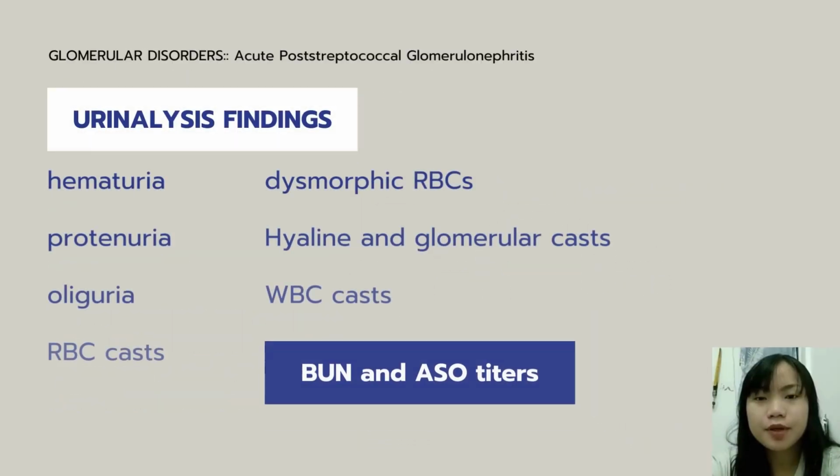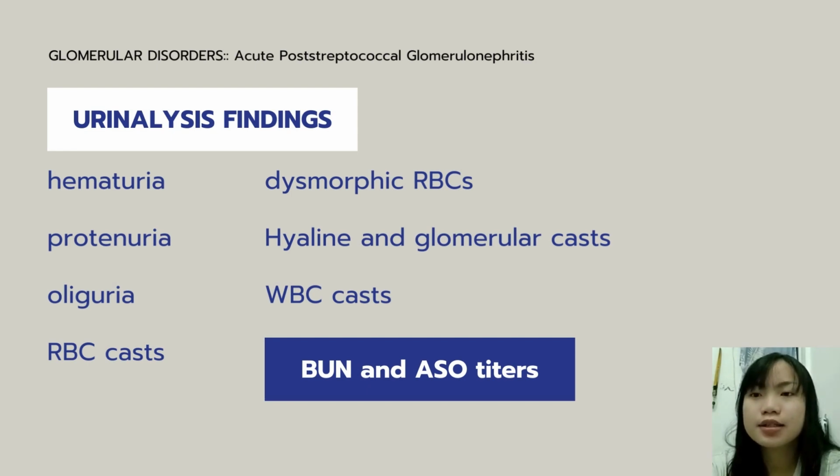So, ang primary na makikita sa urinalysis result ng patient with post-strep AGN or AGN ay marked hematuria, proteinuria dahil sa deposition nga ng immune complexes, oliguria dahil ulit sa deposition ng immune complexes na nagbablock ng glomerular filtrate, RBC cast dahil sa increase na presence ng blood, dysmorphic RBC dahil sa damage sa kidney, and then hyaline and glomerular cast and WBC cast.